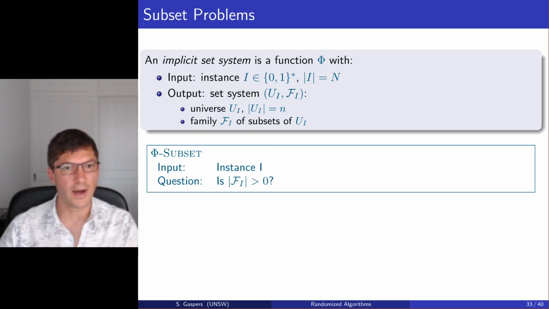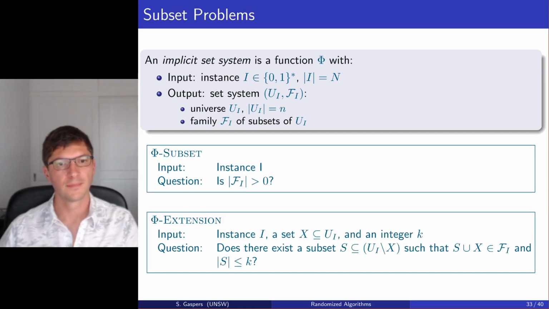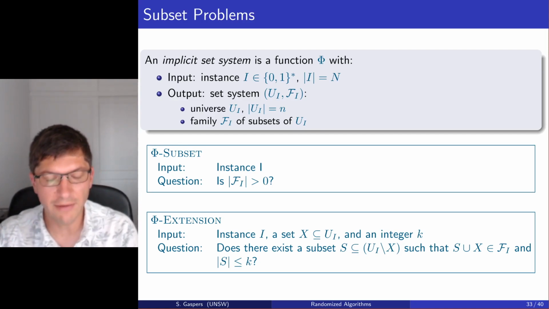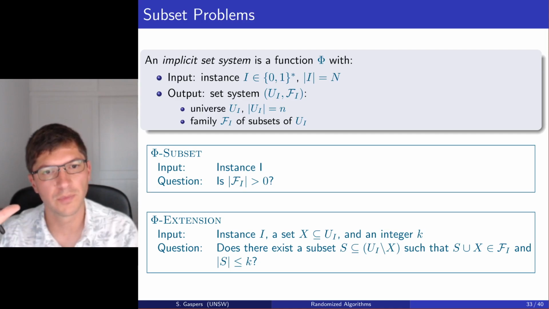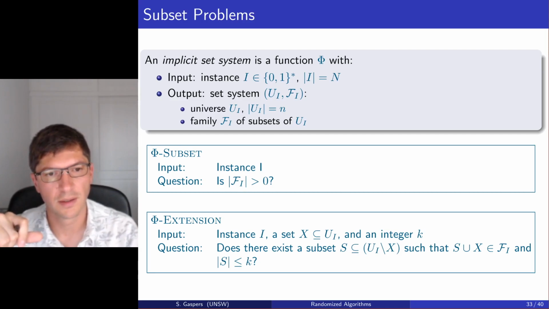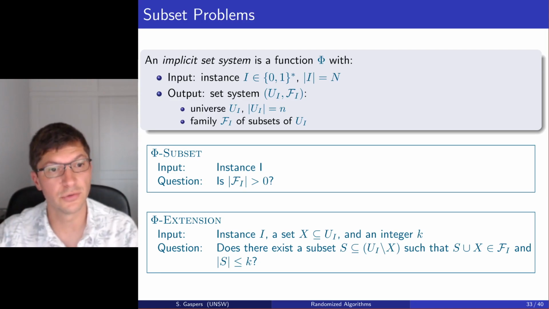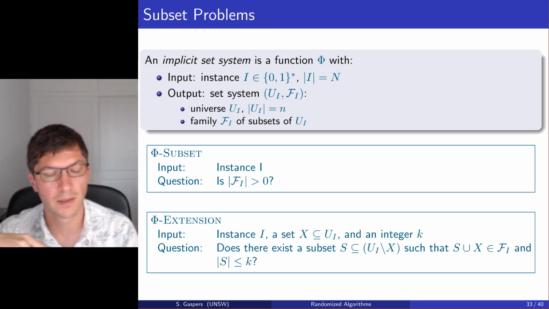Okay, so the Phi subset problem, where Phi is an implicit set system, is just: the input is an instance I, and the question is whether the family is non-empty. Now, there's another important problem. Suppose we want to solve our subset problem, but we have already selected some elements of the universe and said, okay, these will be in our solution. Then the question is, can we extend this set of elements to an actual solution that occurs in our family? So the extension problem is the following.